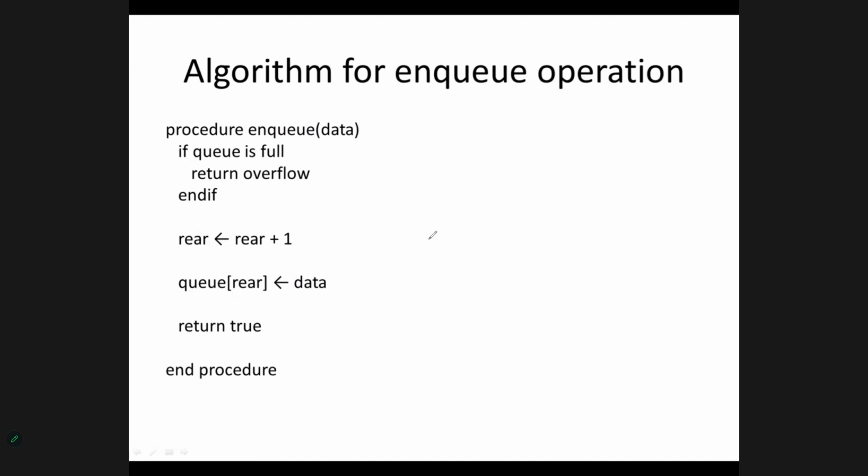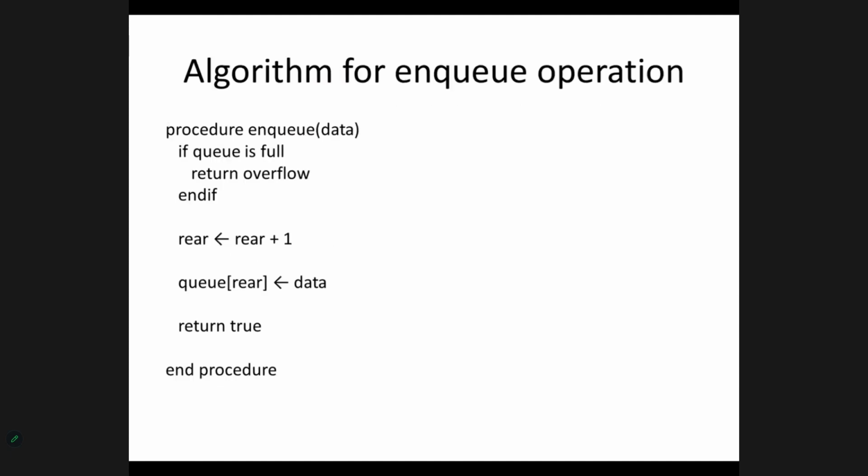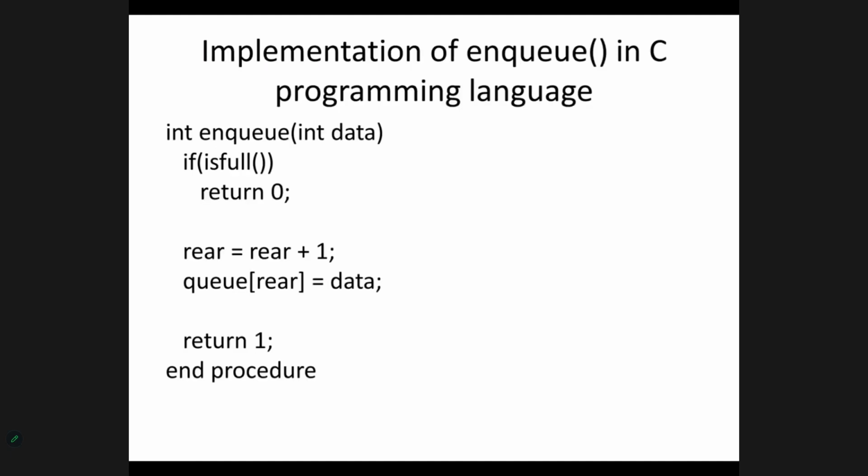We just look at the implementation of NQ, insert, in the C programming language. So same thing, right? This algorithm is pretty close to the implementation, so I don't need to explain this. Very easy, right? In NQ, we are passing a value to this procedure, because this is the data item to be added or inserted to the queue.